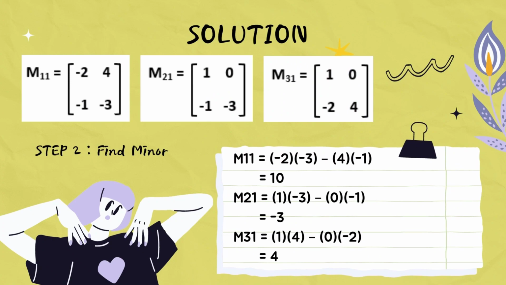Second step, which is find minor. As you guys know, I already explained to you how to find minor. You have to ignore all the minors that are in the same line of the minor that you want to find. As you can see in the slide, you have to do a multiplication and subtraction to find a minor.